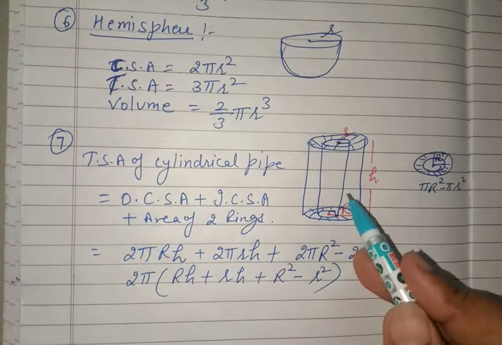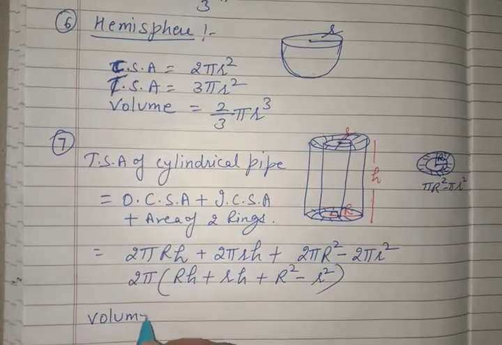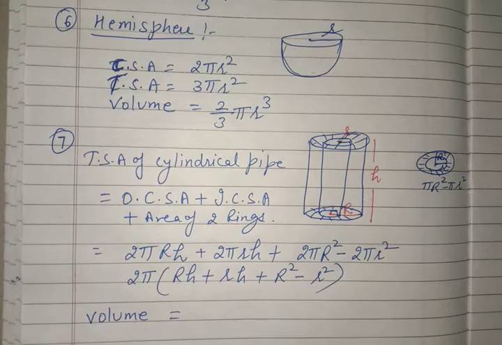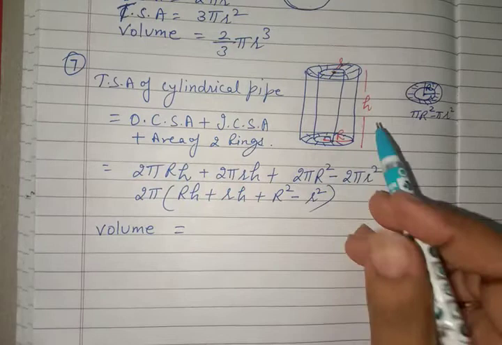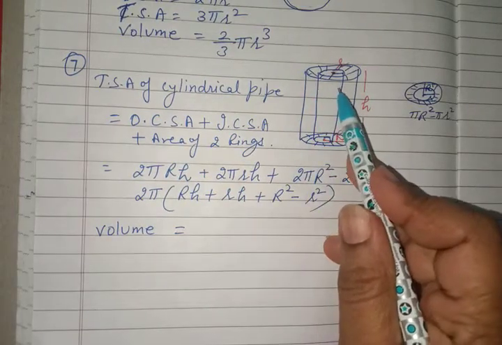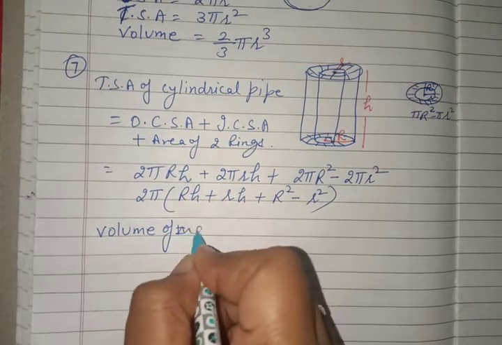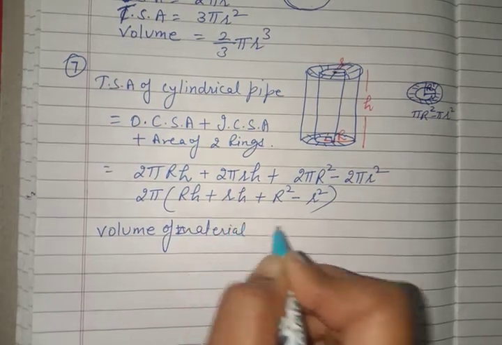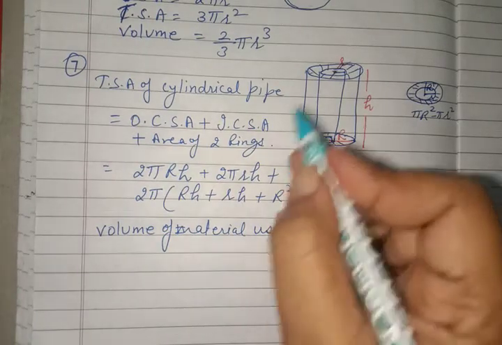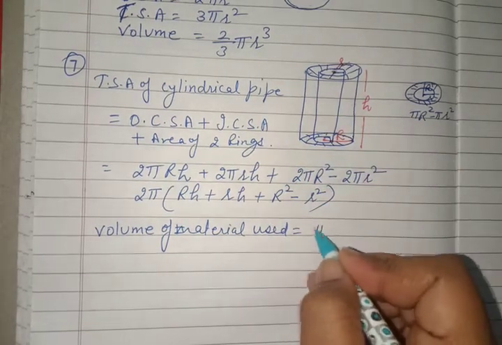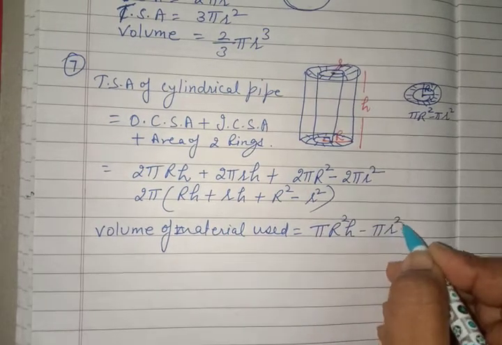If we want to find out volume, whenever we talk about the volume, we'll talk about the volume of the material used to make it. So volume of material used means outer volume minus inner volume, which is pi capital R square H minus pi small r square H.